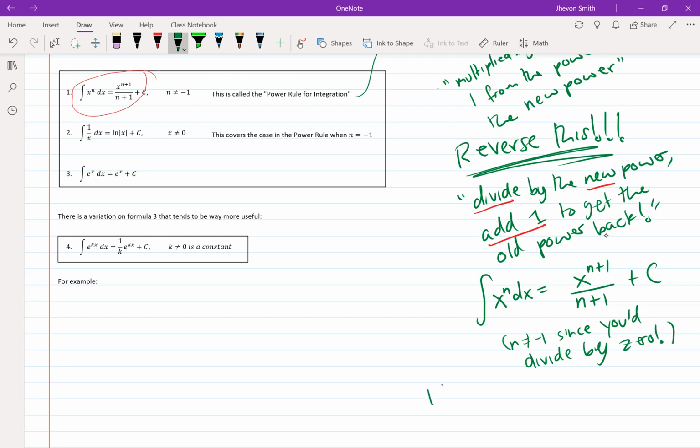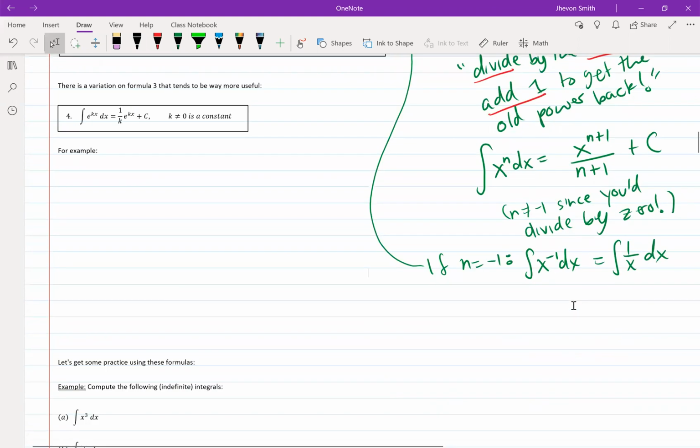Now, if your power is minus 1, essentially now you have x to the minus 1, which is 1 over x. And we actually have a rule for 1 over x, right? So this guy deals with that situation. It covers the case in the power rule when n equals minus 1, where we would divide by 0. And it turns out that this one is ln.